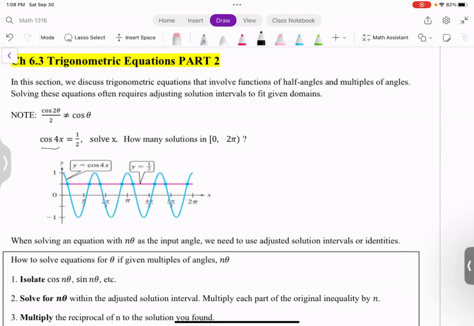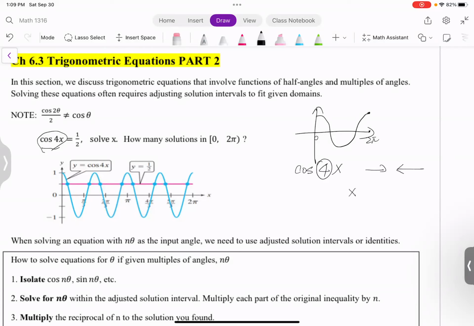If I have cosine 4x equals 1/2, how do I solve for x? How many solutions are in the interval from 0 to 2 pi? What is the graph of cosine 4x? I know that for cosine x, from peak to peak is one full cycle. This is 0, this is 2 pi. If I have cosine 4x, inside of the input we have the 4. That means we need to compress horizontally.